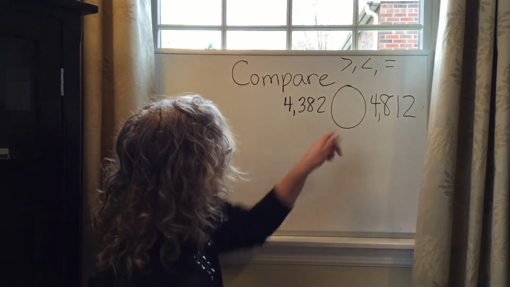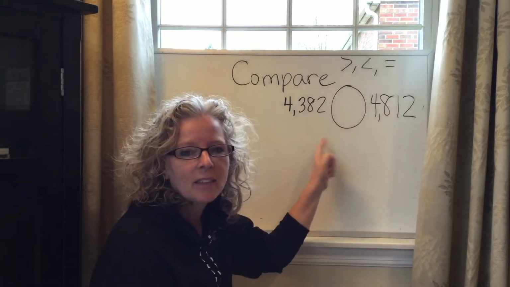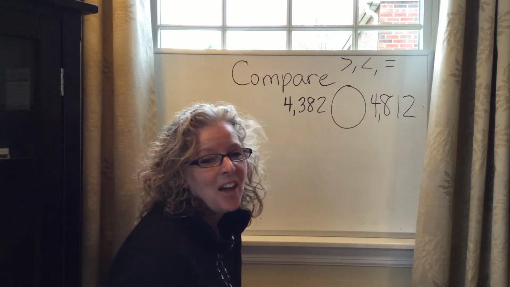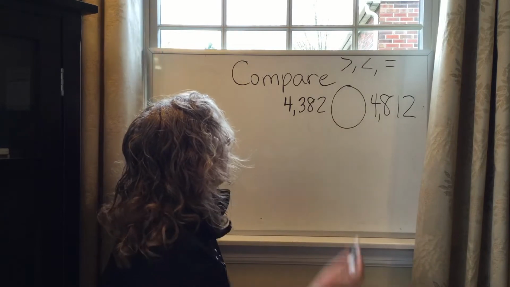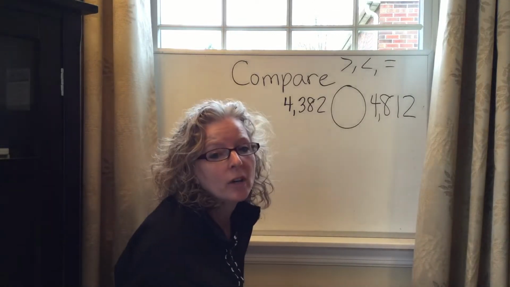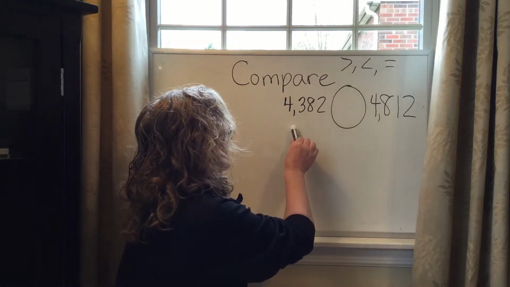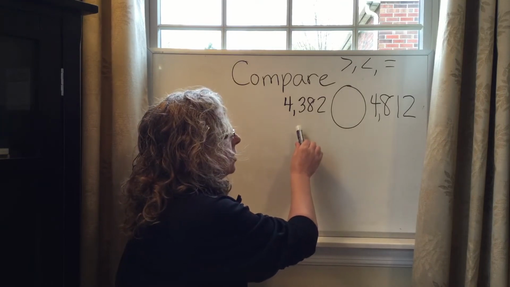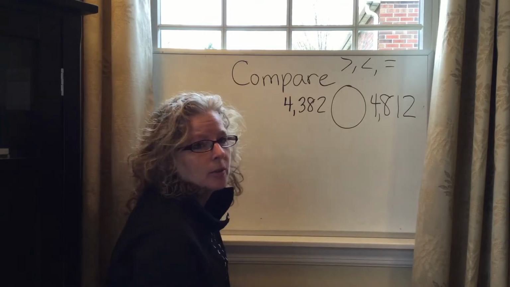So when you're comparing numbers, you have 2 numbers, usually placed like this, and a big circle in the center. When you look at the circle, you're trying to decide greater than, less than, or equal to. You look at the first number and decide, is it greater than, less than, or equal to the other number?